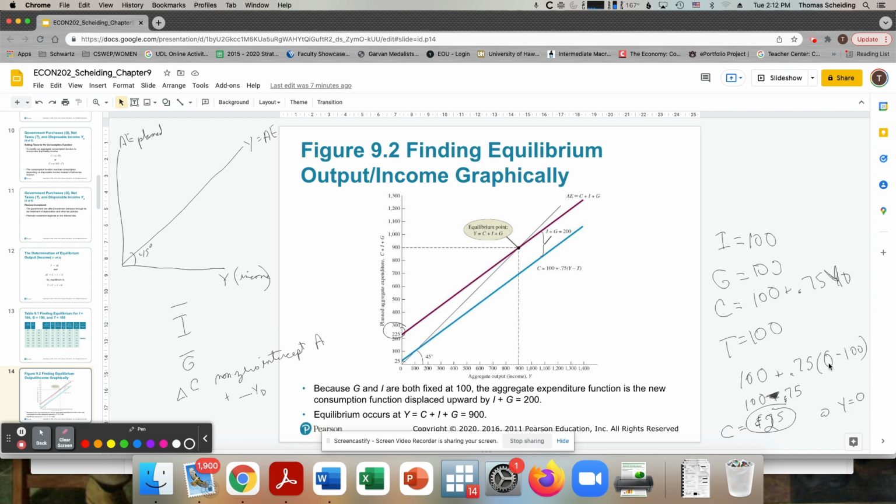And all I did here is just substitute a 0 level income into my original consumption function. So at Y equals 0, consumption equals 25, I equals 100, G equals 100, and that equals 225, which is this right here. And then for every dollar that the income goes up, planned expenditures goes up by 0.75. So now the slope of this is 0.75.